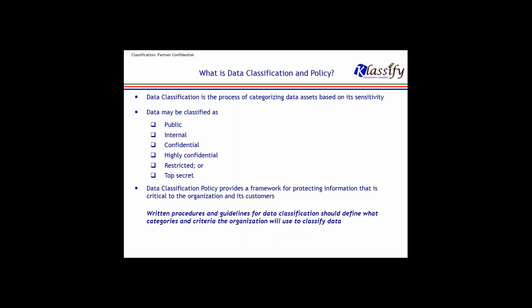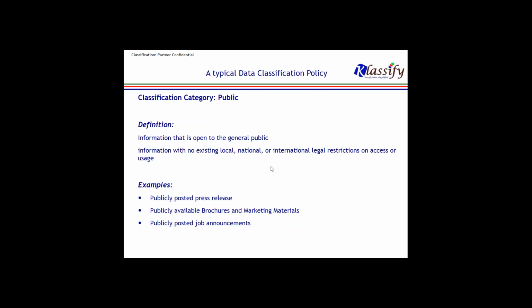And in the subsequent slides, we will look at a typical data classification policy, look at the definitions of these categories, and look at some very valid examples, which are going to help an organization come up with data classification categories and a data classification policy thereof. So let's look at the first categorization of data, which is public.